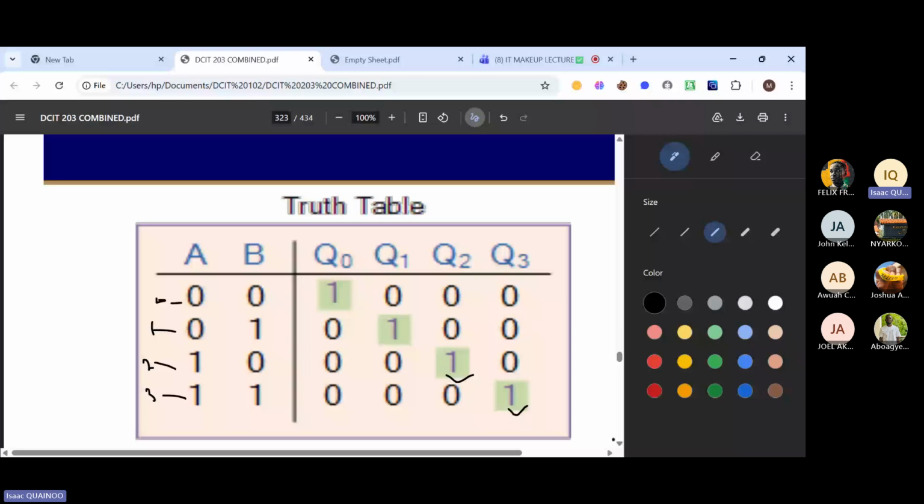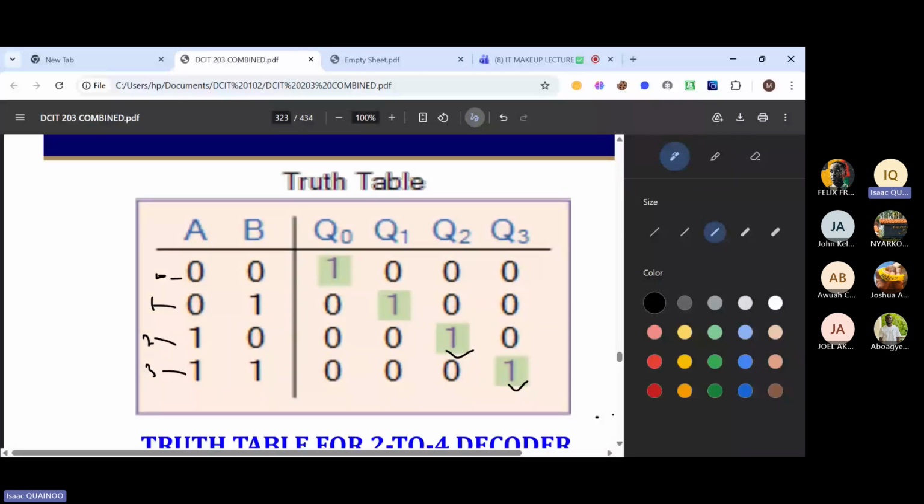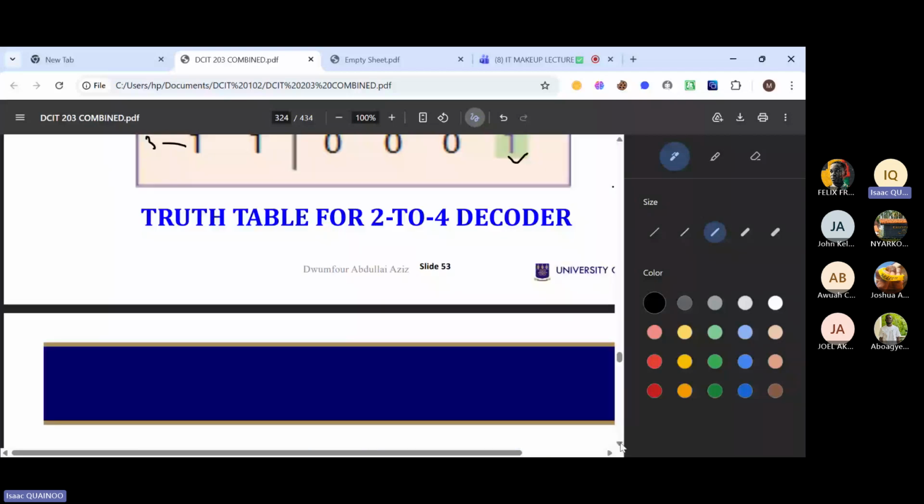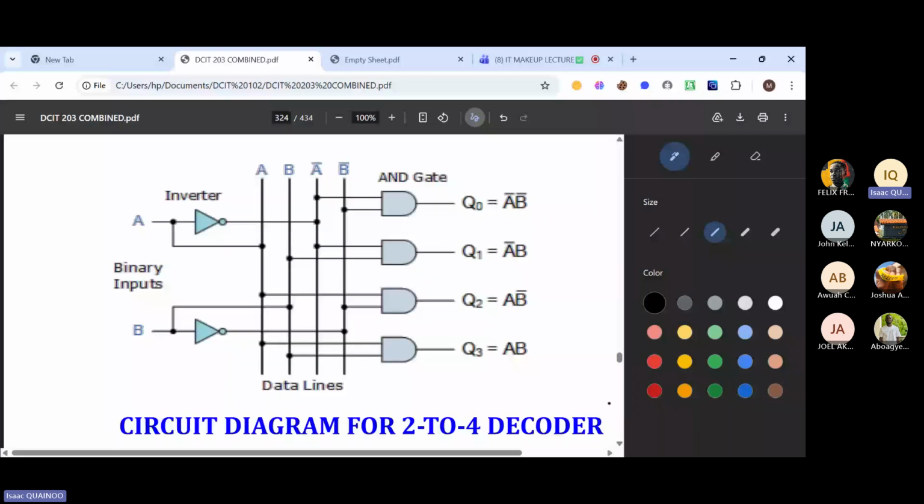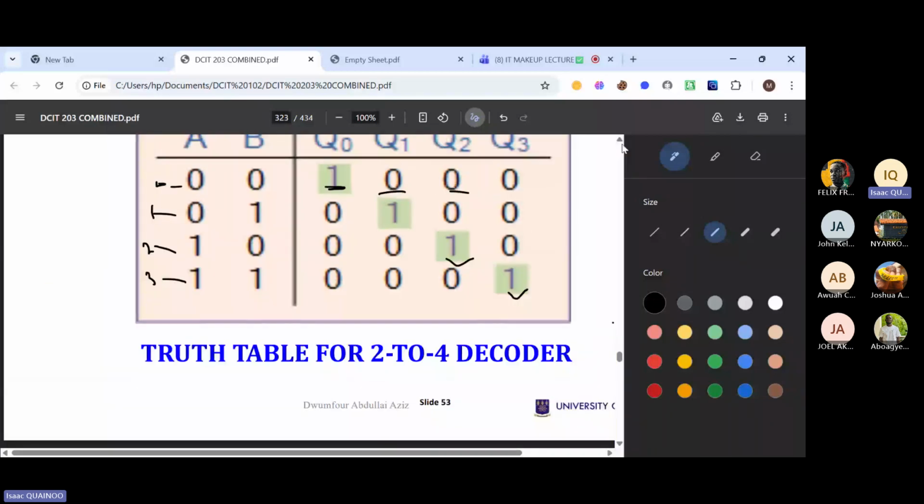And we also established that at every point in time, only one output will be high, okay? Everything else will be low, okay? So we can also see that right here. And so this is the corresponding truth table. Let's look at how the corresponding circuit diagram is drawn.